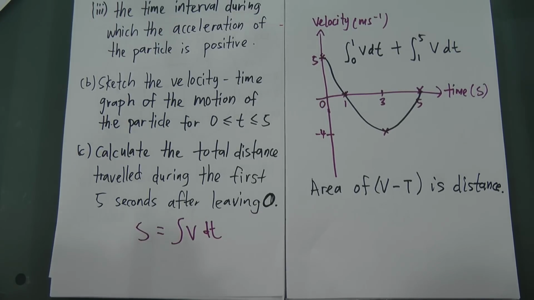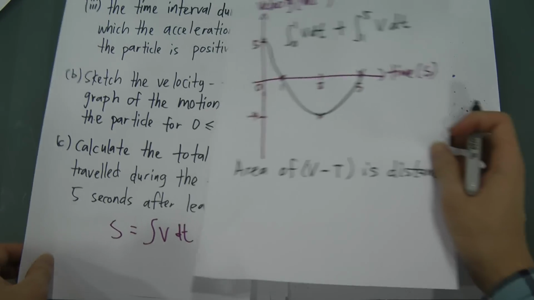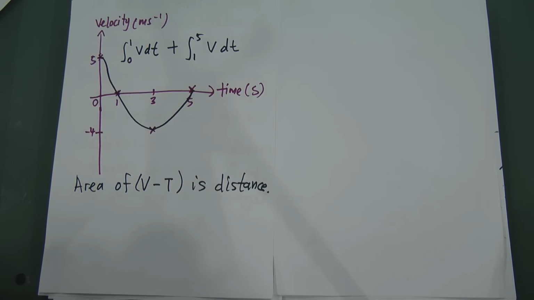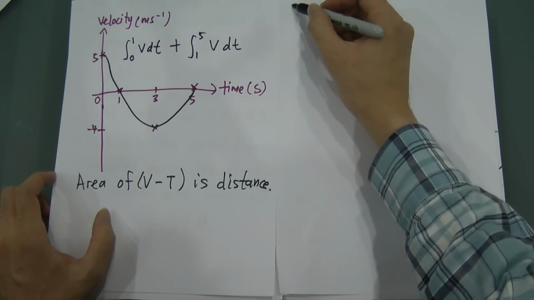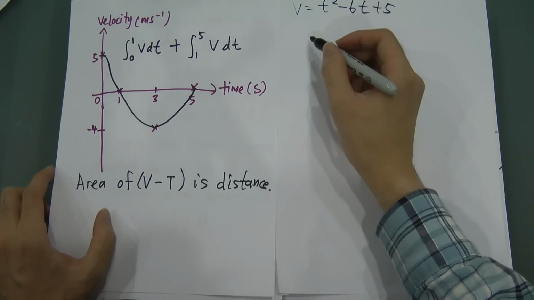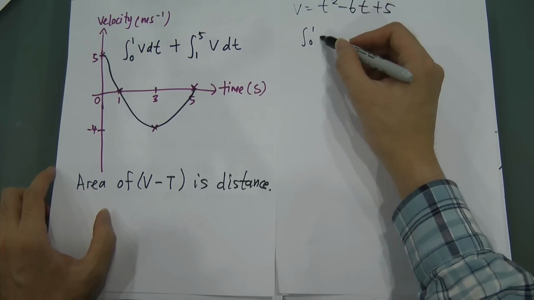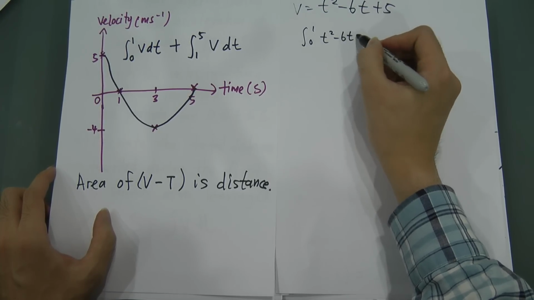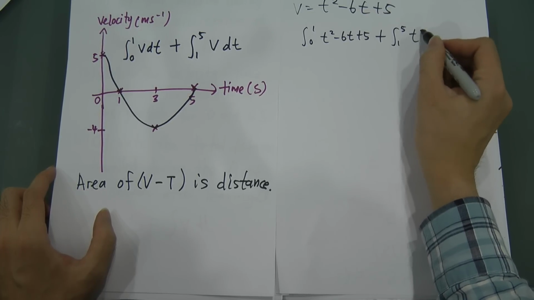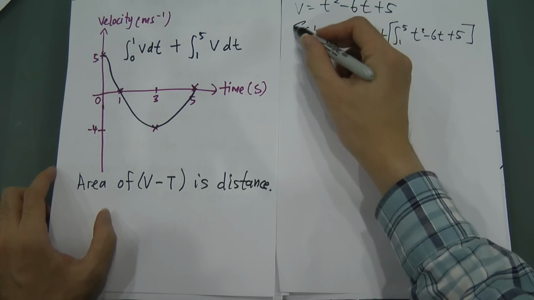So if you understand this one, then I try to get the area. At the same time, when integrating, I just write the v one more time. The v will equal t squared minus 6t plus 5. Okay, so now we integrate 0 to 1 of v dt. So v will be t squared minus 6t plus 5. Same thing, we integrate 1 to 5 of t squared minus 6t plus 5. So we add these two together.